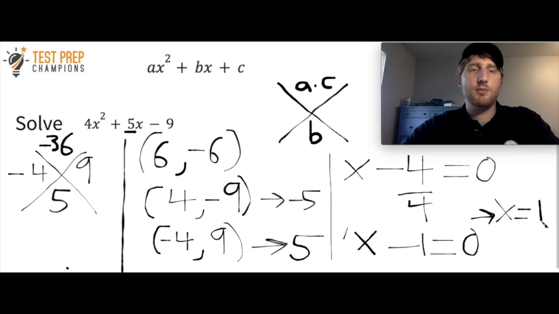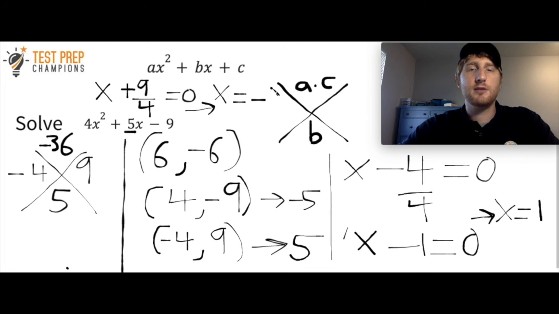Now, the next step is to do that same thing with the 9. So we have x, and this time it's x plus 9. I have to look at that 4 here, and I'm going to have to divide by 4 here, equals 0. So really, since it's x plus 9 over 4, the solution to this is going to be x equals negative 9 over 4. So those are the two solutions to this example.